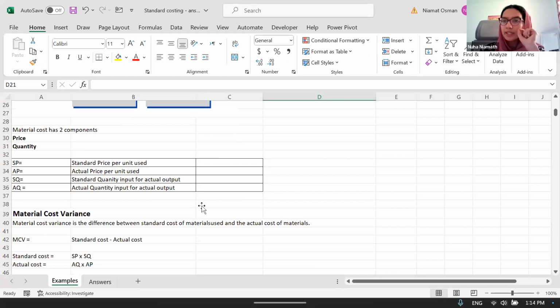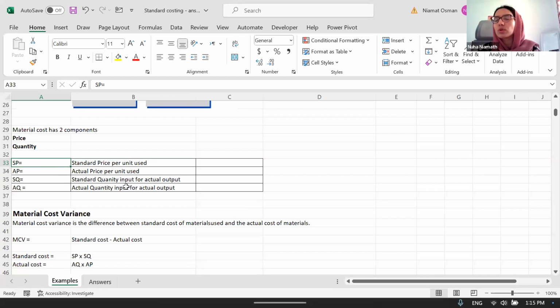Remember one thing. For material cost variance, two things you need to know: price and quantity. Price at which you are buying the input, quantity of input you are using. These two components will be utilized in the whole of material cost variance, price and quantity, right? Then you get into the details of what kind of components you have to get. So you can see SP, AP, SQ, AQ. What is all this? SP is the standard price for that unit. That is, I should have gotten it at this standard price. Correct? That is your standard price per unit used. Please remember, per unit used.